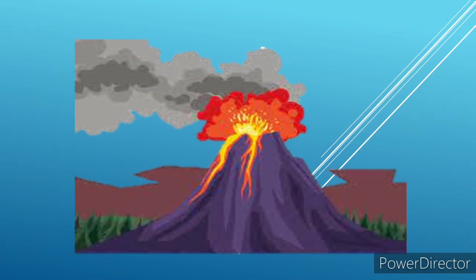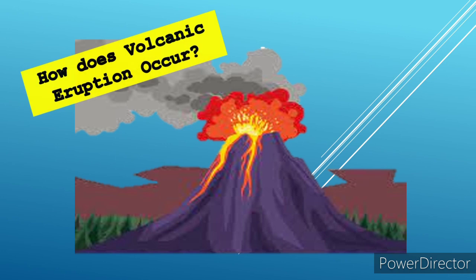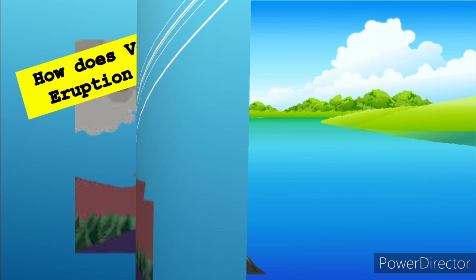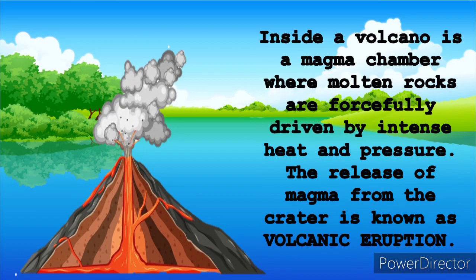After knowing what a volcano is and after having a tour of the volcanoes in our country, let's now proceed to how volcanic eruption occurs. Inside a volcano is a magma chamber where molten rocks are forcefully driven by intense heat and pressure. A magma chamber is a place where rocks melt because of extreme heat and pressure. The release of magma from the crater is known as volcanic eruption.